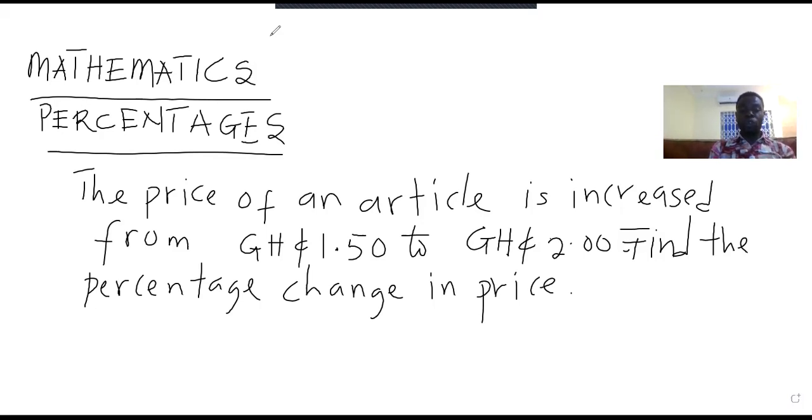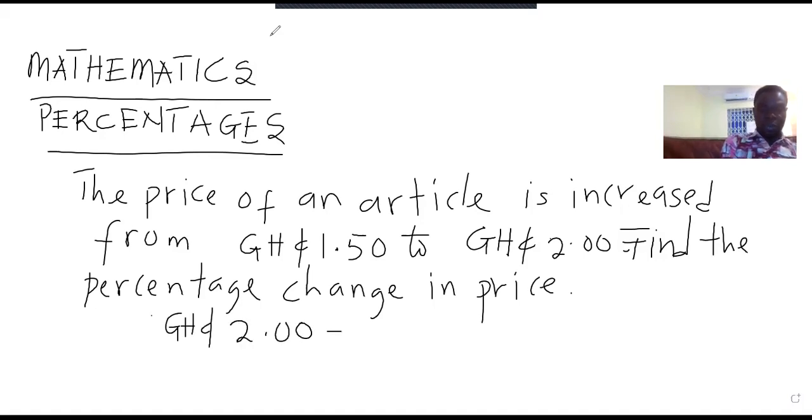So the first thing that you're supposed to do is to find the change in price. To find the change in price, we subtract 1.50 Ghana cedis from 2 Ghana cedis. So that is 2 Ghana cedis minus 1.50 Ghana cedis, and that gives us 0.50.